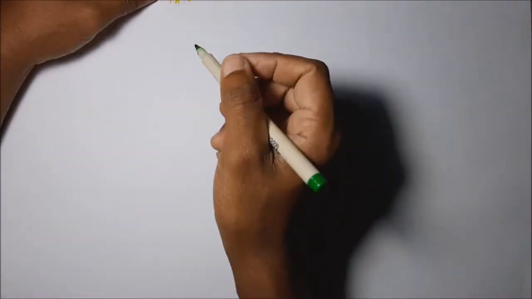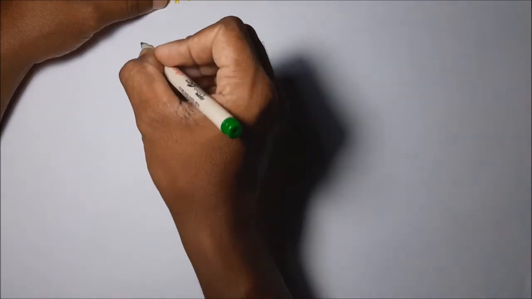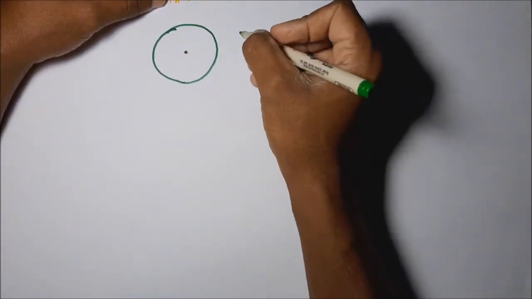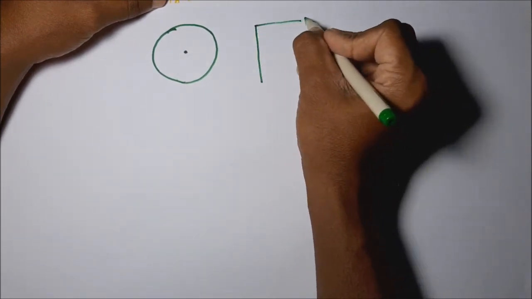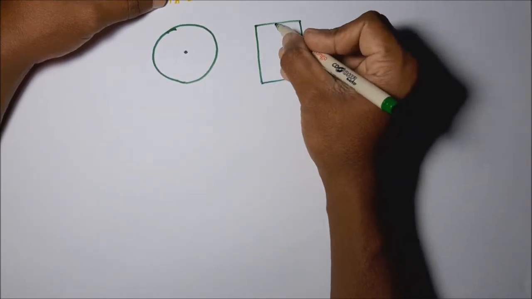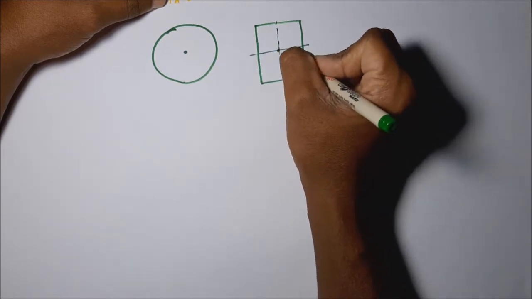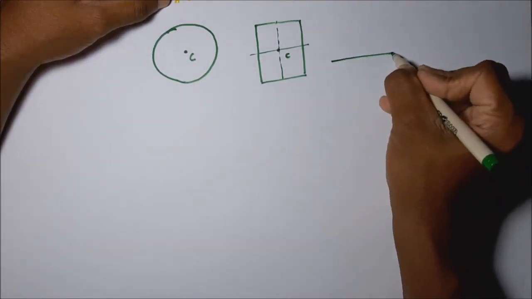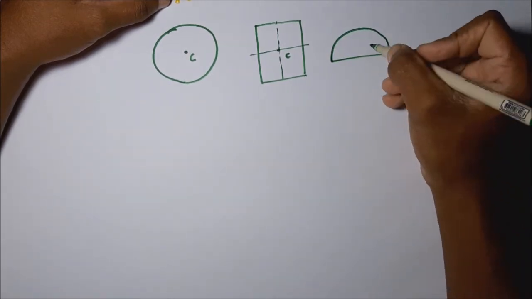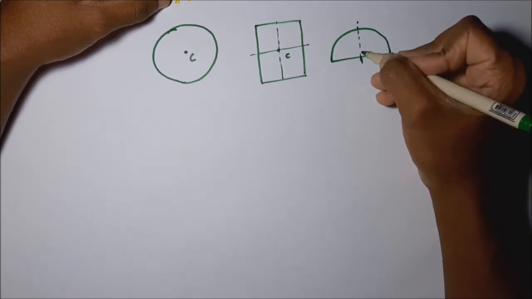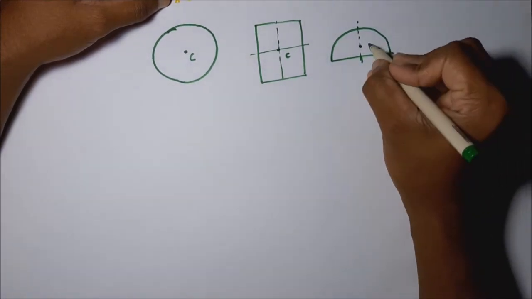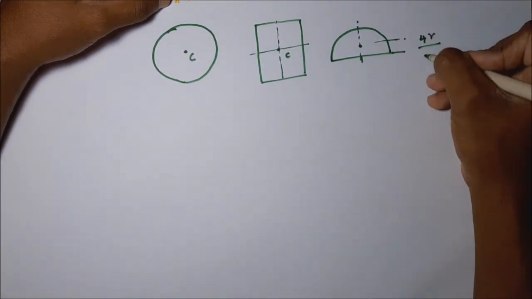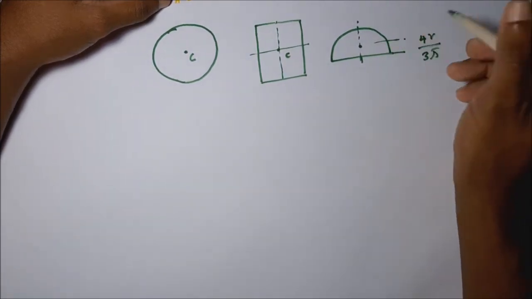Now some geometric shapes. If we take a circle, the centroidal point is the geometric center. If we take a rectangle, the geometric center is at the intersection of the two symmetric axes. Then if you take a semicircle, the geometric center lies on one of the symmetric axes, and the distance from the base is equal to 4r divided by 3π. You have to remember these values.